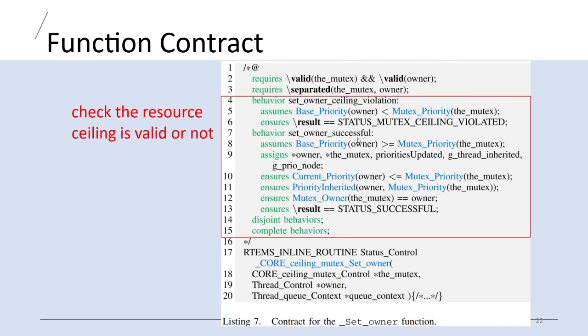The set owner function will check whether the resource ceiling is valid or not. If it is valid, then the thread will inherit the resource priority ceiling and will be set as the resource owner. If the resource ceiling is violated due to the thread priority, the operation will fail.